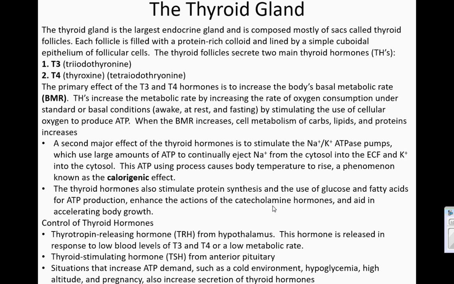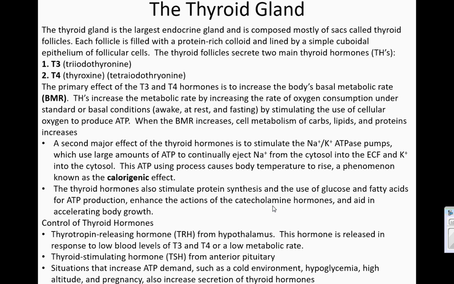These two hormones do similar things, or basically work together to do the same thing. And that is primarily to increase our basal metabolic rate. What I mean by that is our metabolism. Speed up chemical reactions in our body, because that's what metabolism is. Okay. We increase the number of TH hormones in our blood to increase metabolic rate, and that's done by increasing the rate of oxygen consumption when we are in a standard basal condition, where we're awake, at rest, and in a fasting state.